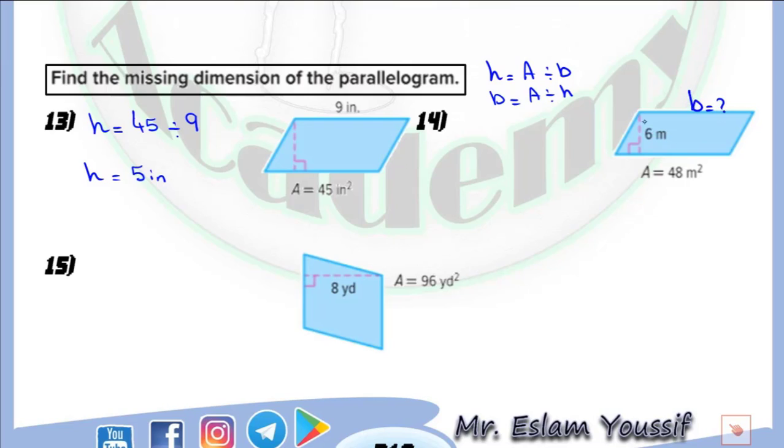The base now is missing and the height is equal to 6. We know that to find the length of the base, it will be equal to the area divided by the length of the height, which is 48 divided by 6. The answer will be equal to 8 meters. And that's how we can find the length of the missing part.